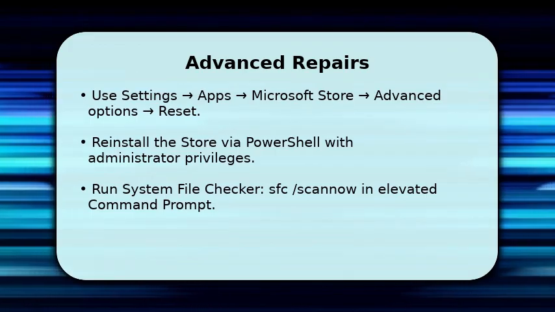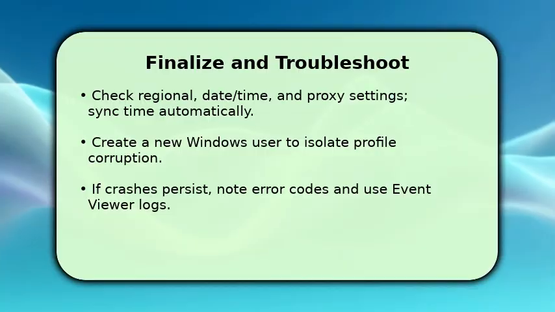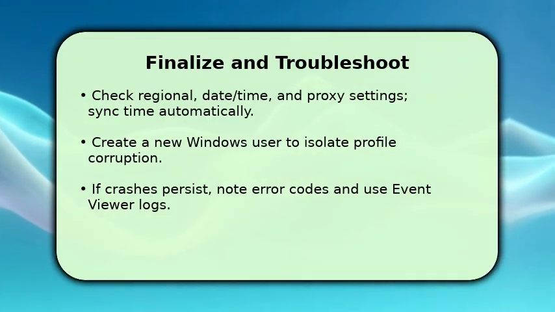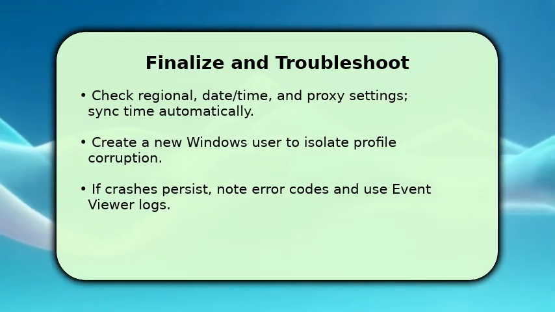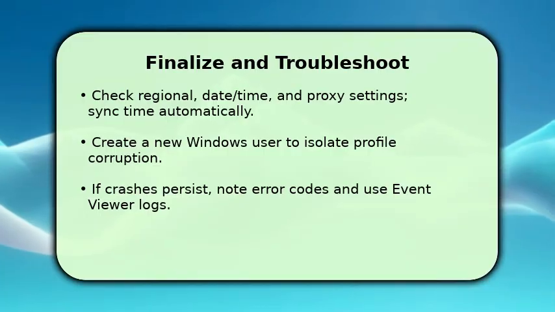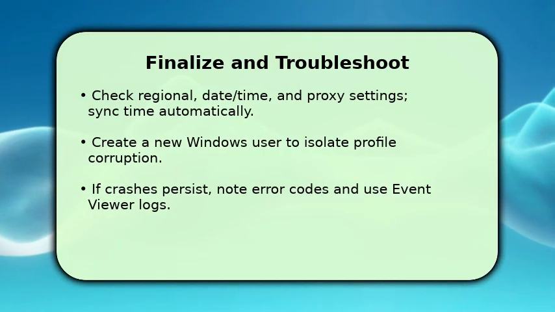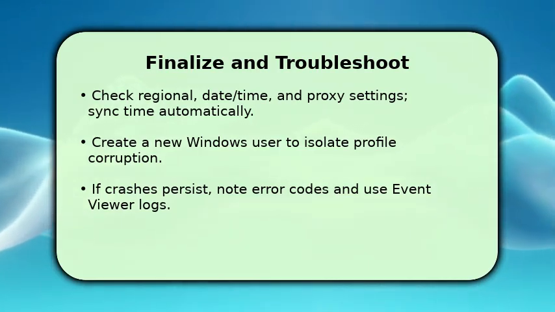Finish by verifying date, time, region, and any proxy or VPN settings because mismatches can block store services. If problems remain, create a fresh local or Microsoft-linked user account to determine if the issue is profile-related. When none of this helps, open Event Viewer and copy the store error entries or codes. These give precise clues for targeted fixes or support requests. If you need help reading logs, save the entries and share them.